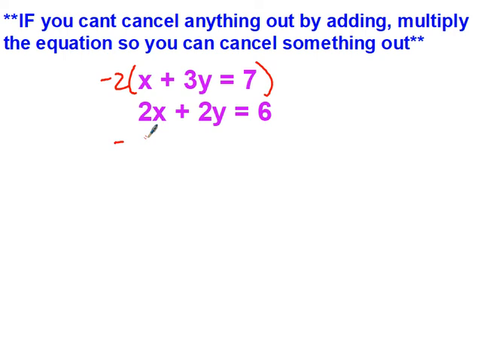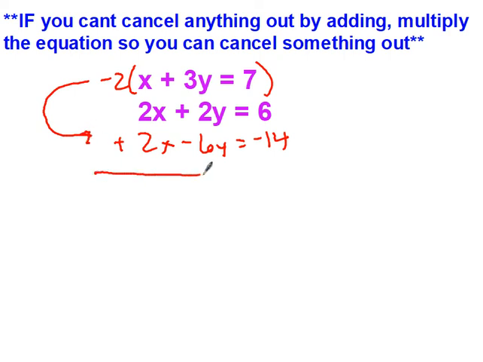So when I multiply this, I'm going to have negative 2x. I'm going to have negative 6y, and then I'm going to have negative 14. So this equation right here became this equation over here. So this is gone. Now I'm using this one. And now when I add these two equations together, my 2x and negative 2x are now going to cancel each other out.